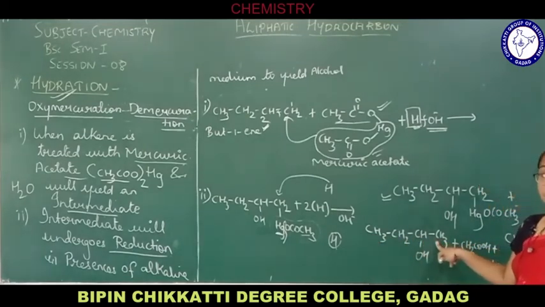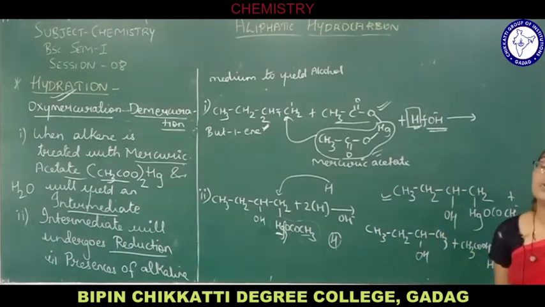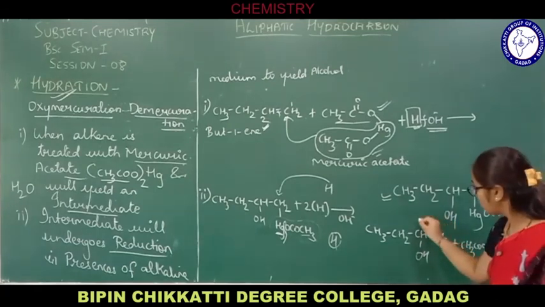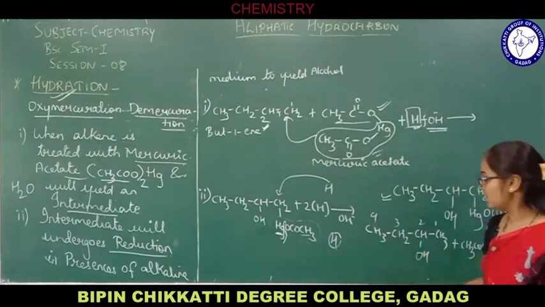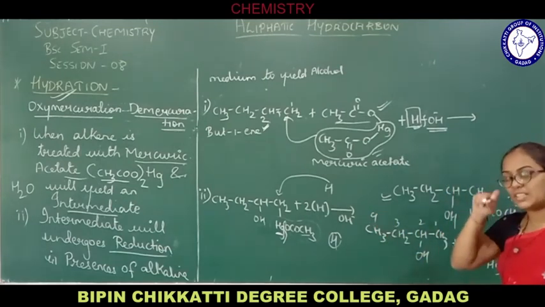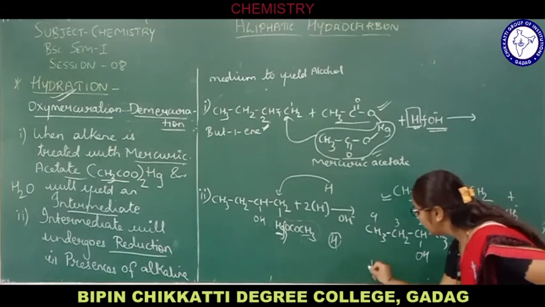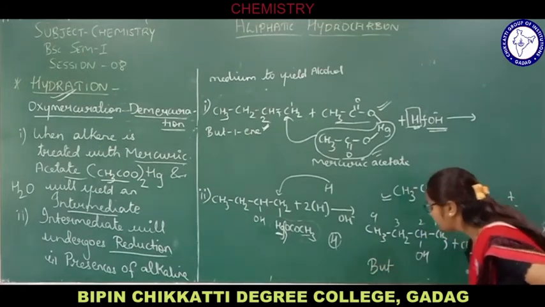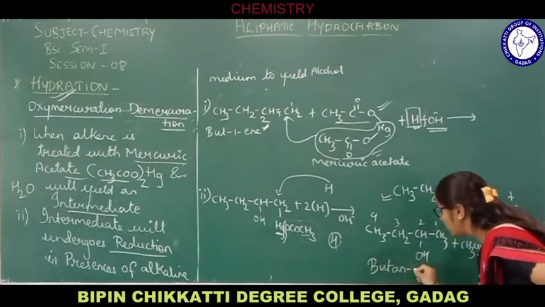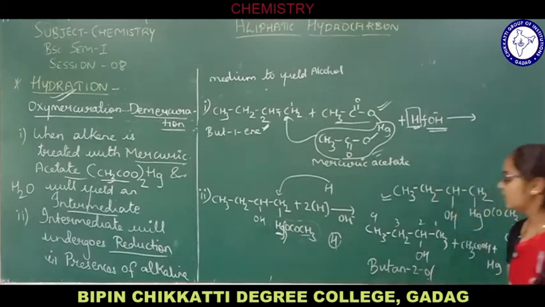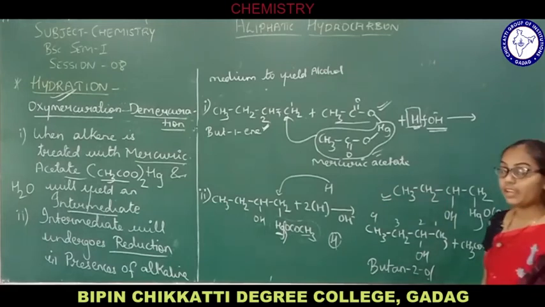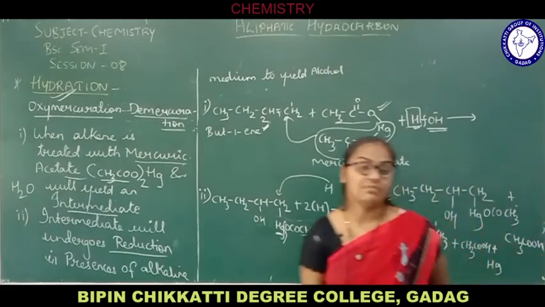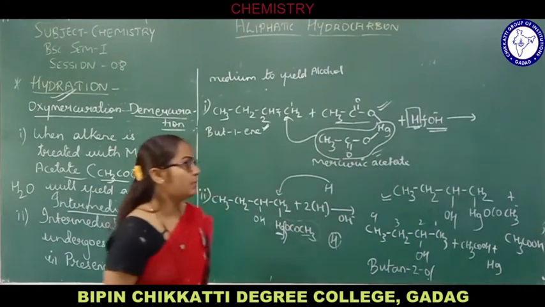4 carbons are there, right? So the 4-carbon alkane is butane. But at which carbon atom will the OH be there? We need to number from this side, because the OH group should get the lowest number. So the name for this alcohol is butan-2-ol, which is formed from the intermediate by a reduction process. So this is how the process takes place.